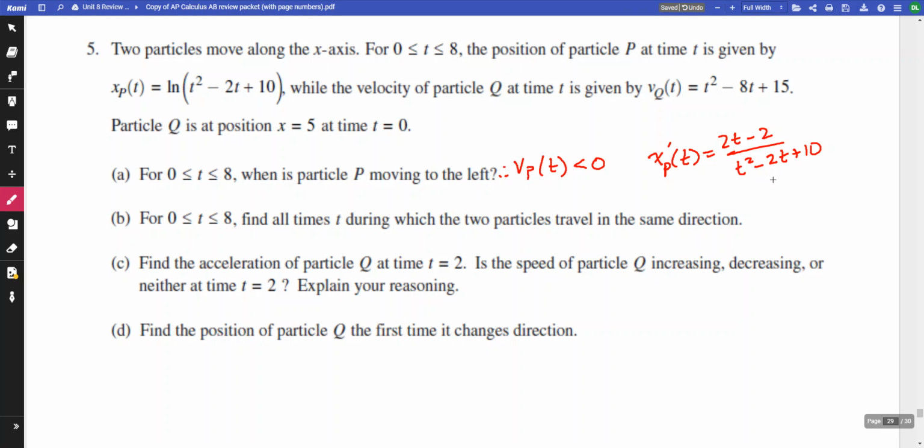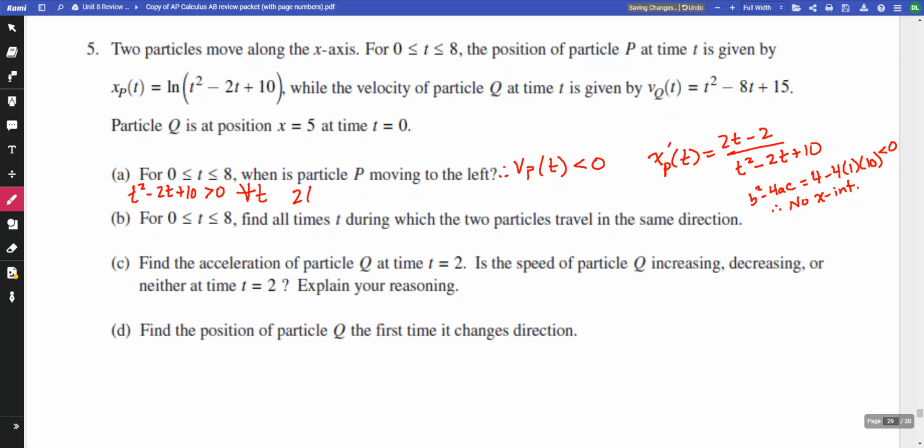All right, now t squared minus 2t plus 10, if we remember b squared minus 4ac, our discriminant, so b squared will be 4 minus 4ac, so that's minus 4 times 1 times 10, so that is less than 0. So therefore, we know that we have no x-intercepts. So we know that t squared minus 2t plus 10 is greater than 0 for all t values.